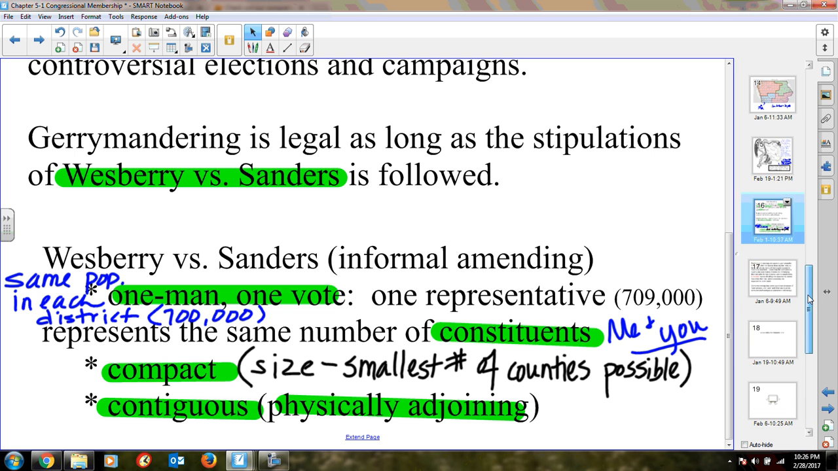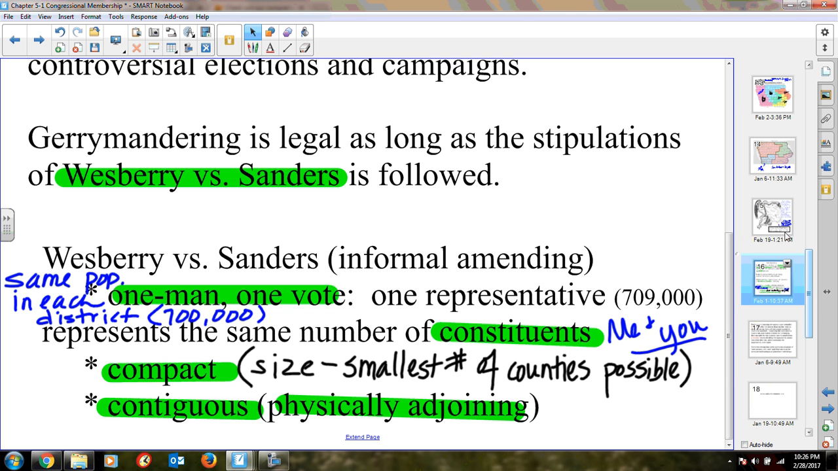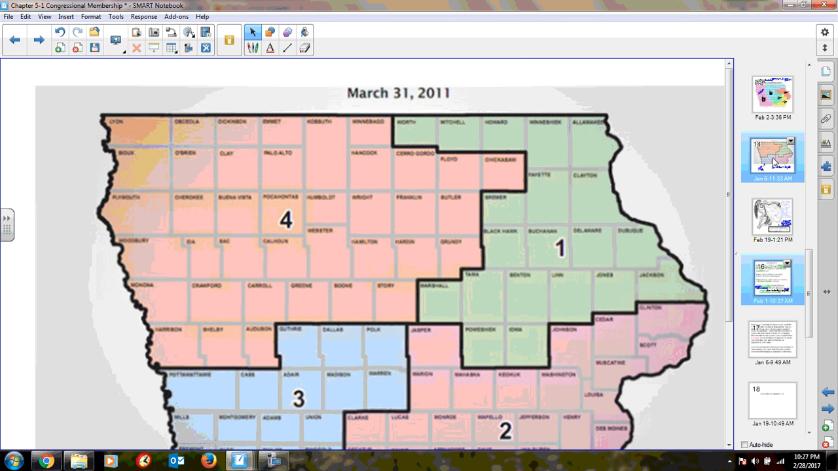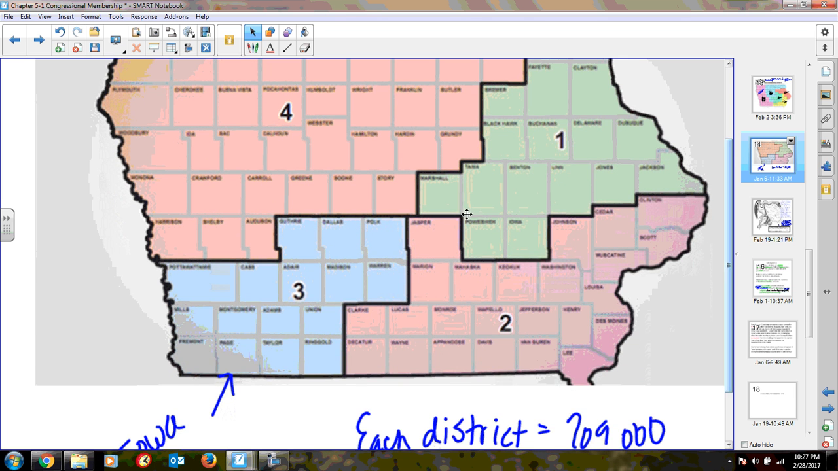In other words, you cannot make your districts look oddball, like you can't have them off on an island by themselves. So look at the Iowa districts. All of them are connected. That's called contiguous. Compact means the smallest number of areas possible, and they all represent 709,000 people. So they had to take the smallest number of counties possible that are connected, that's contiguous, and compact.